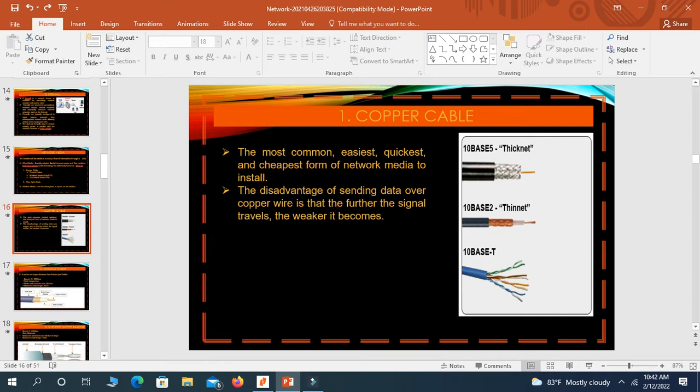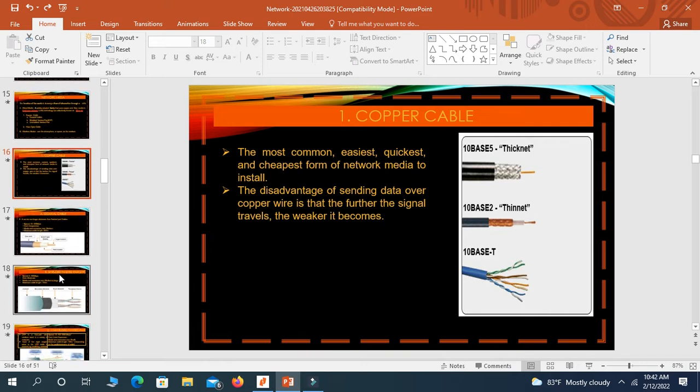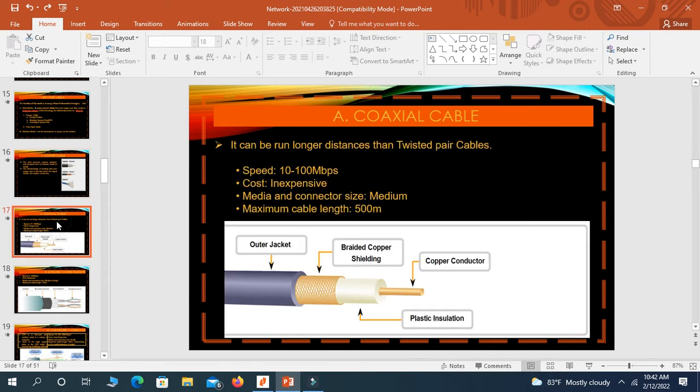The more the data has to travel, the weaker the signal becomes by the passage of time. So is the copper cable efficient? To some extent, no, not that efficient, but we are usually using it for the ease of access, ease of availability, and nominal cost. That's why this thing is still in use.